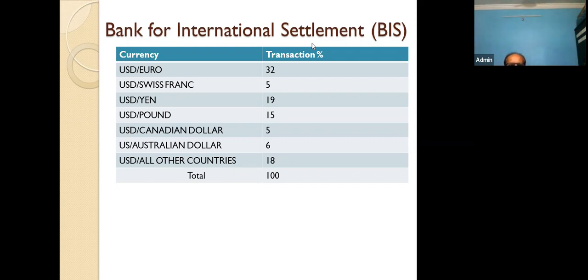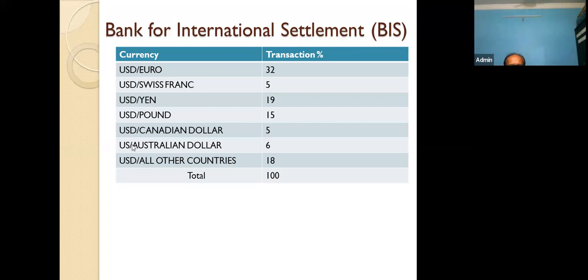They communicated through this survey how the foreign exchange market is occupied with transactions. So just observe these two columns. The first column is currency and the second column is transaction in percentage. US dollar and euro, these are a pair of currencies.